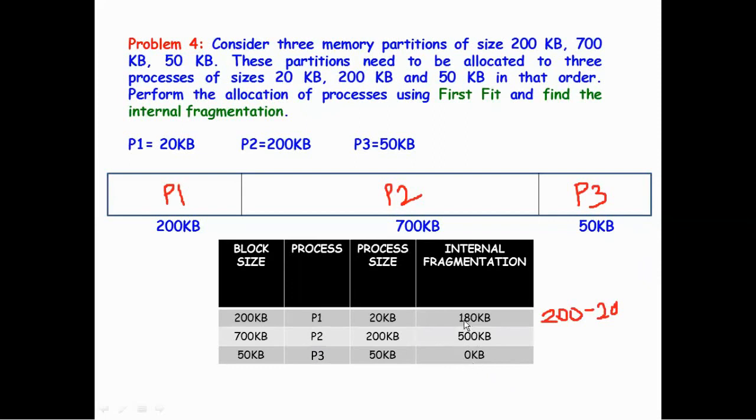From the table, total available memory is equal to 950 KB. That is, by adding all the available block sizes, we get the value as 950. Now, total internal fragmentation is equal to 180 KB plus 500 KB plus 0 KB. That is, just add all the values that come under internal fragmentation, which will be equal to 680 KB. So this is the total internal fragmentation value for the given problem.